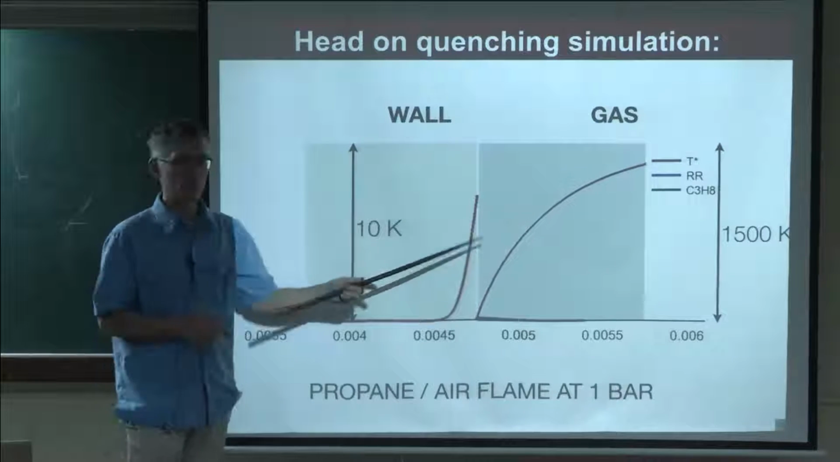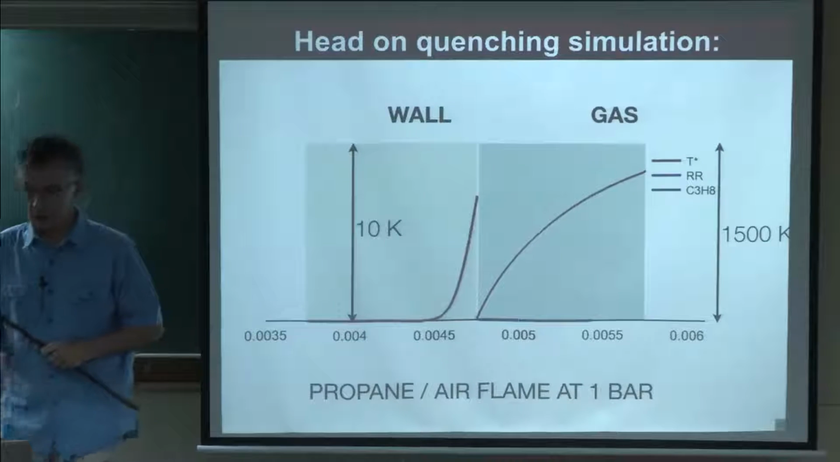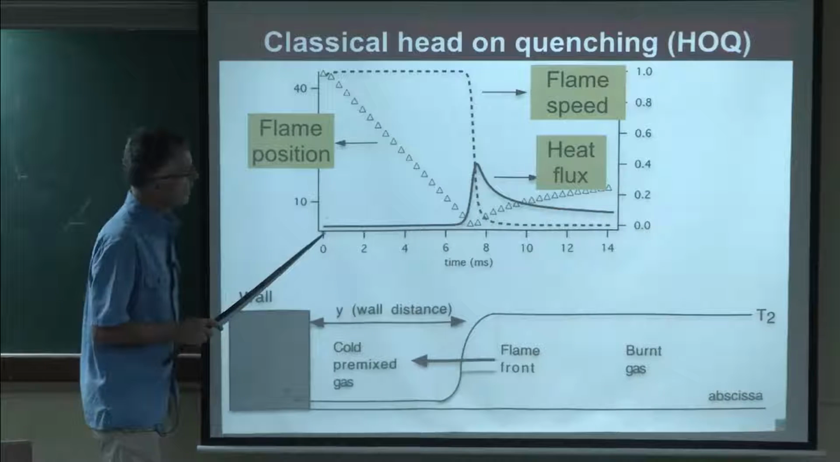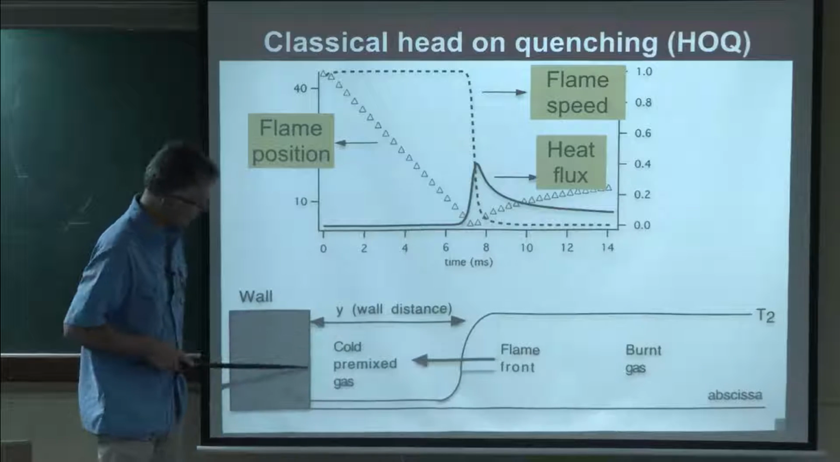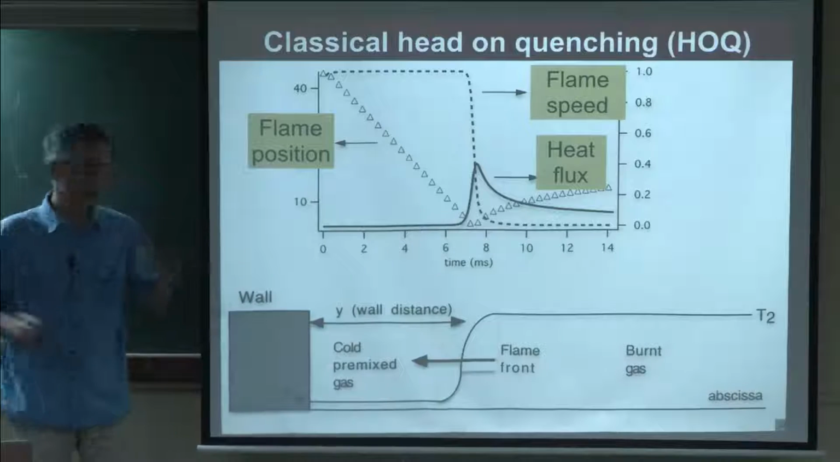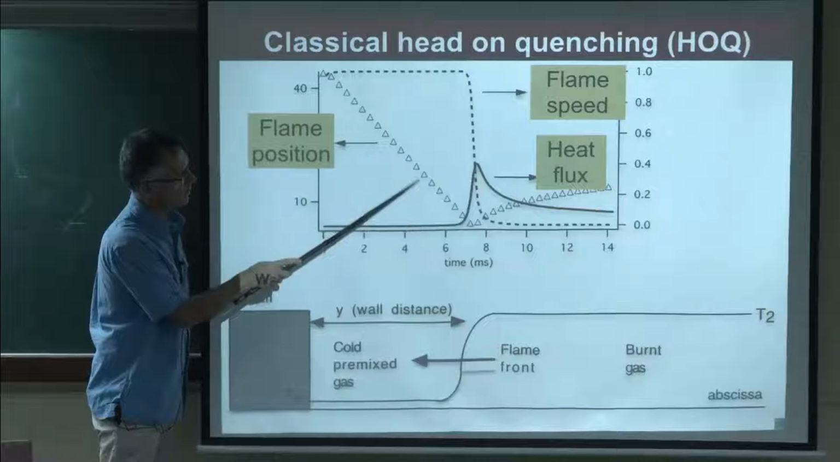which says that there must be a moment where the flux into the wall is maximum. So you can plot all these things as a function of time, and this is what you obtain. So this is the flame position. So this is the distance between the wall and the flame. Since the flame is moving at a constant speed initially, this thing decreases slowly and constantly at a constant speed.